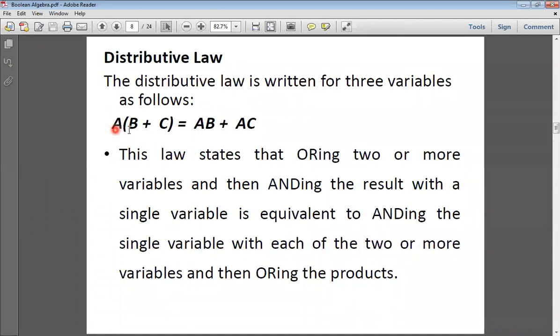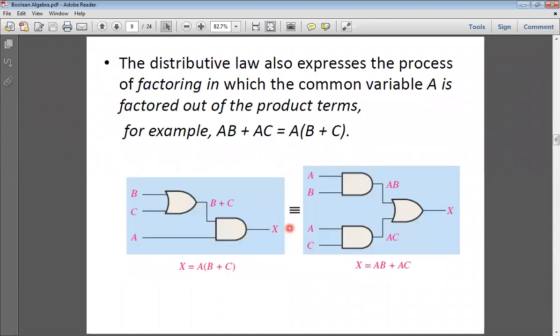Means ANDing the single variable with B, ANDing the single variable with C. If there are more terms like D, ANDing A with D, you will get one more term here, plus AD, and ORing the products. This is one product term, this is another product term, and at the end we add all such product terms. So that is the same as A into B plus C. That's what this distributive law says.